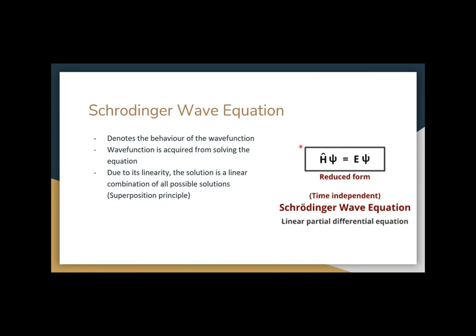So on to the Schrödinger wave equation, it actually denotes how the wave function evolves through space and time. And if one would like to acquire the wave function in its mathematical form, it would be necessary to solve the Schrödinger wave equation. And since the Schrödinger equation is a linear differential equation, the so-called complete solution is actually a linear combination of all the possible solutions. And this also corresponds to what was mentioned earlier on how the wave function is a sum of all the possible states. So this is actually the superposition principle at play as well.